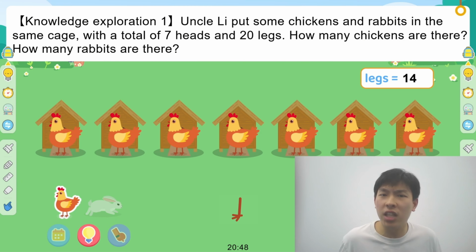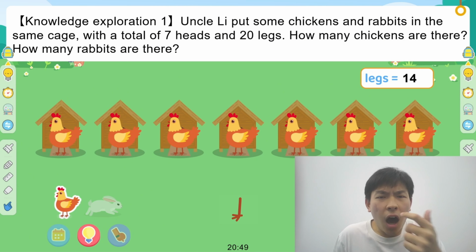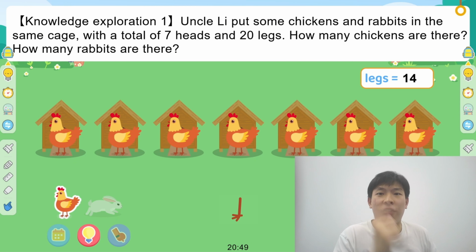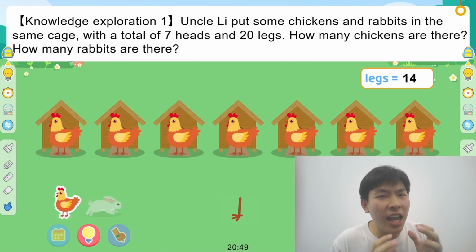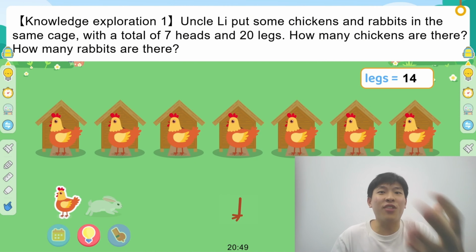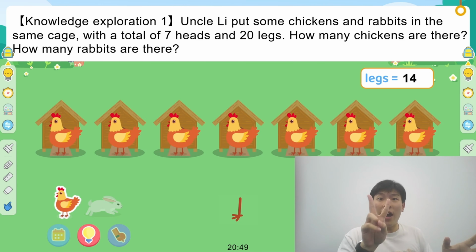20 minus 14. But here's the problem. How should we increase the number of legs? Nice! Now I'm sure some of the very fast students have found the answer. How many legs does a rabbit have? 4. So, if we replace 1 chicken with a rabbit, how many legs do we get extra? Yes, we get 2 extra legs.